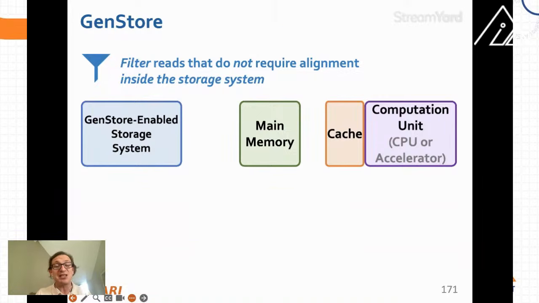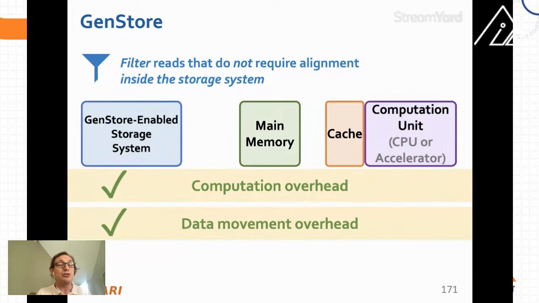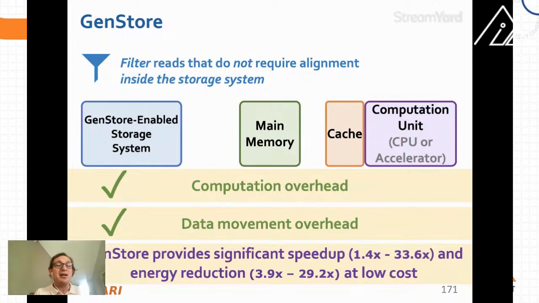So with a simple accelerator, you can actually reduce the data movement overhead significantly. And we show that you can get significant speedup and energy reduction at very low cost by doing this on essentially an SSD that's compatible with today's SSDs. So I think this is fascinating, and there's a lot more to do in this area. But I wanted to put in storage over here so that people don't forget the storage system.